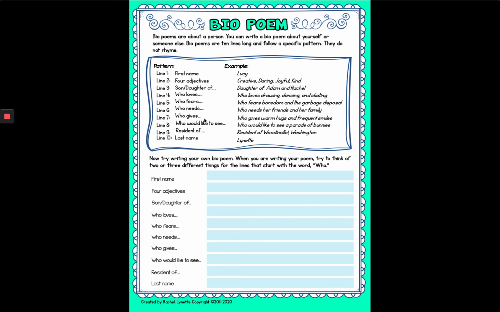Line 9 is resident of. So that's where you live. So you would be a resident of Bordentown, New Jersey. Okay, or you could put your street there, resident of Ward Avenue. And then again, line 10 is going to be your last name.